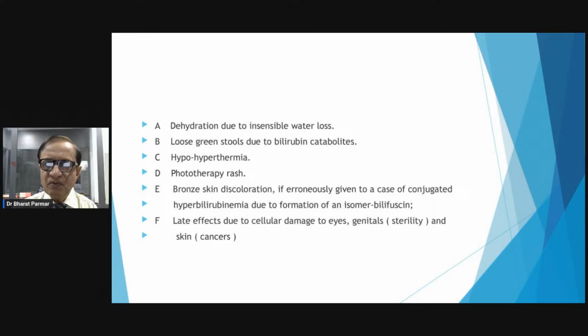Dehydration due to insensible water loss. Now, these are the side effects of phototherapy: dehydration due to insensible water loss, loose green stool due to bilirubin catabolites, hypothermia or hyperthermia, phototherapy rash, and bronze discoloration if erroneously given in a case of conjugated hyperbilirubinemia due to formation of the isomer biliverdin. The late side effect of phototherapy is cellular damage to the eye, the retina, and the genitals, leading to retinal damage, sterility, and skin cancer. These are the side effects of phototherapy.